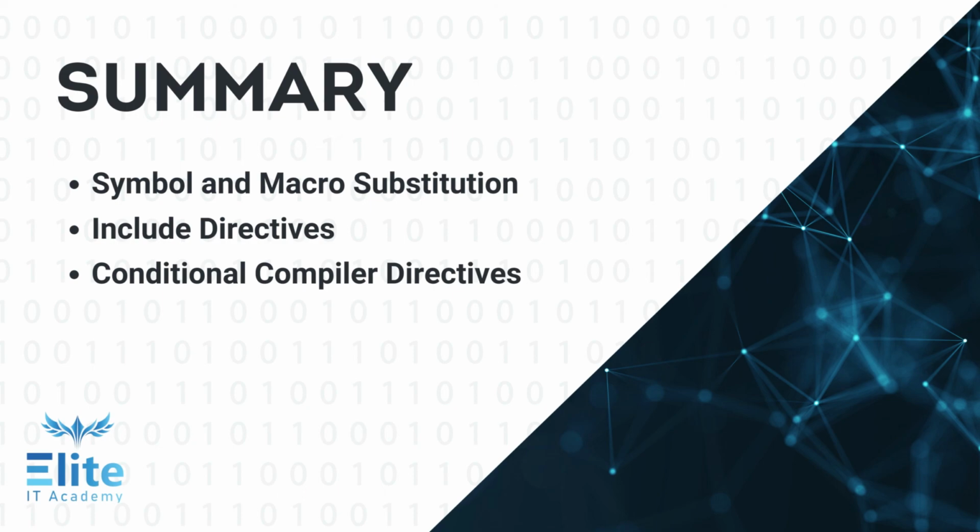So we have reached the end of our discussion on compiler directives. We covered the hash include directive and seen how symbolic constant and macro substitutions are performed using the hash define directive. And finally, we performed conditional compilation.